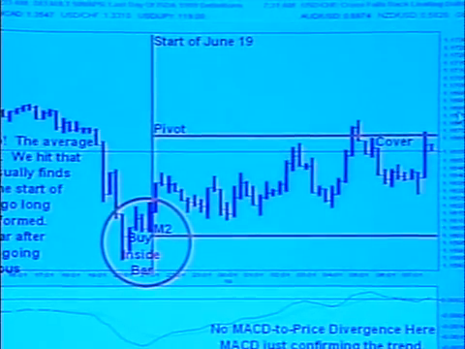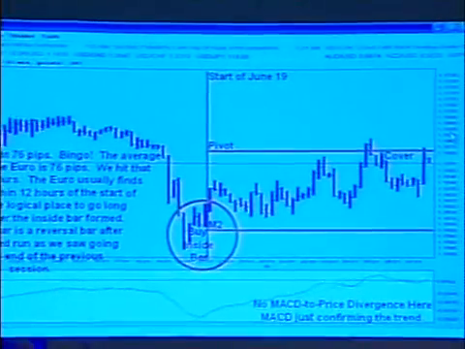So outside bars, inside bars, railway tracks, they all tell a very powerful story. Add that to the mix of trendline analysis and MACD divergence and so on, and you guys can make a lot of money. Do you believe that?